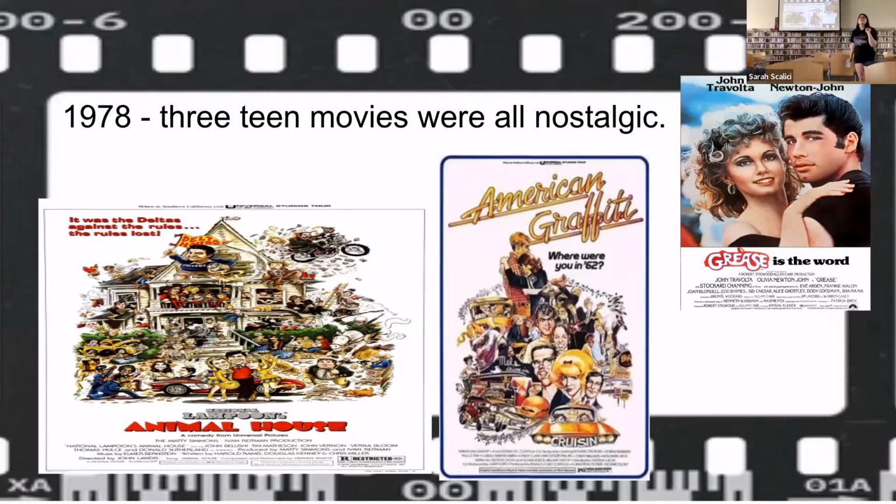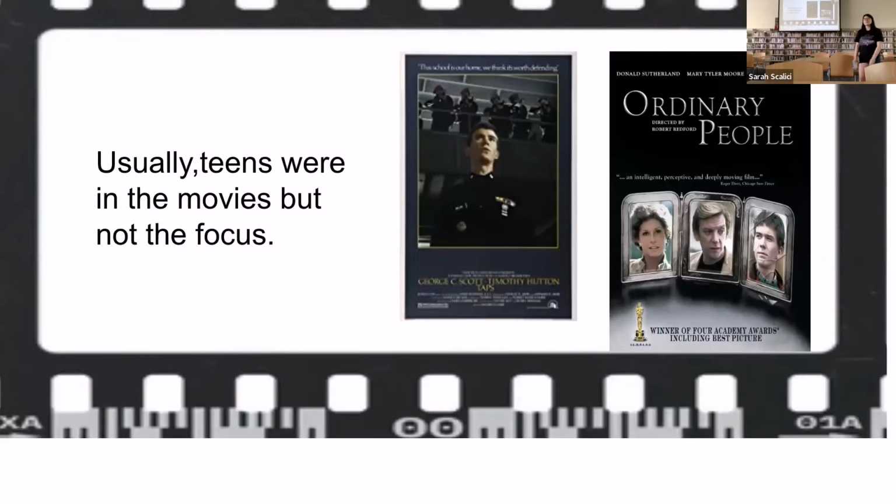In 1978, three teen movies were all about nostalgia: Animal House, American Graffiti, and Grease. Usually, teens were in the movies, but not the focus. That's Taps, and the other one is Ordinary People. And Timothy Hutton won an Academy Award for Ordinary People.